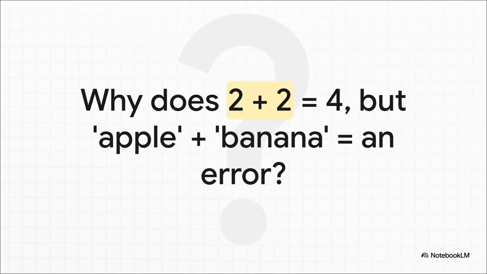So, let's kick things off with a little puzzle. You know that 2 plus 2 equals 4, right? A computer gets that, no problem. But why does it totally freak out when you ask it to add apple and banana? It seems so simple, but the answer to this question is actually the key to understanding how programming languages think.